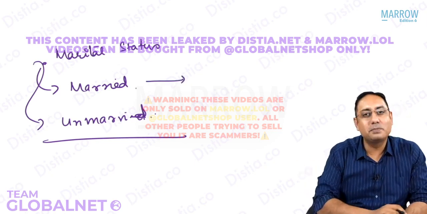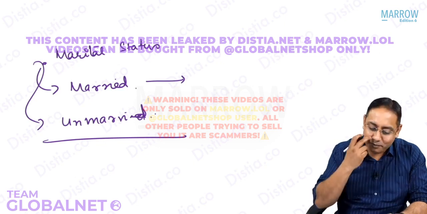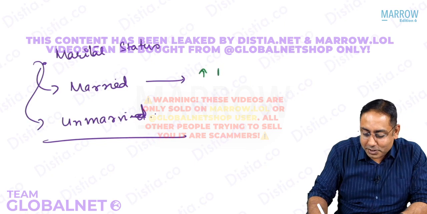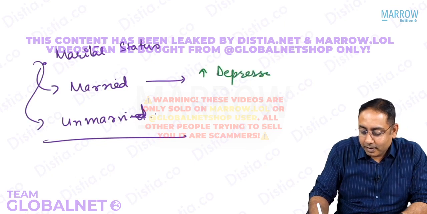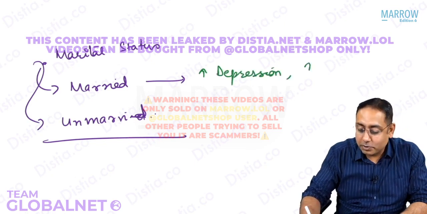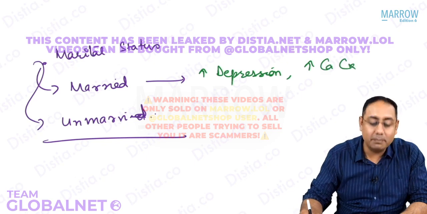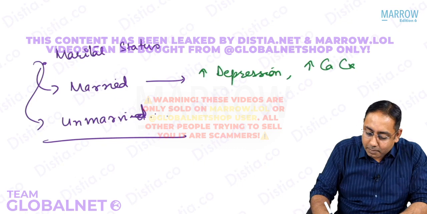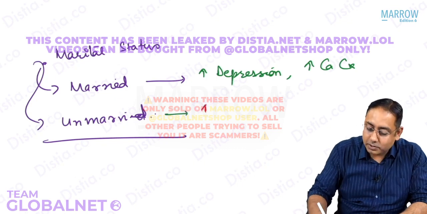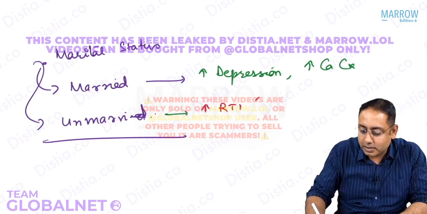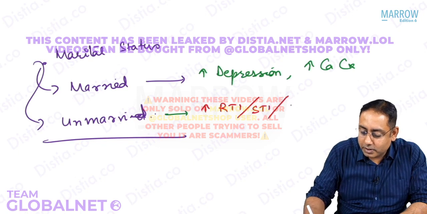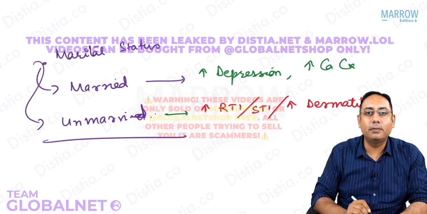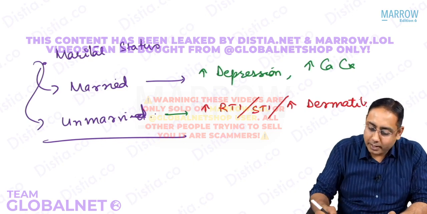So what are the problems in married people? In married people, unfortunately, we have seen a higher amount of depression. In married females, there is also a higher chance of CA cervix. In unmarried people, there is a higher chance of reproductive tract infections and sexually transmitted infections. There is more chance of dermatitis in unmarried people. So that's about the marital status.